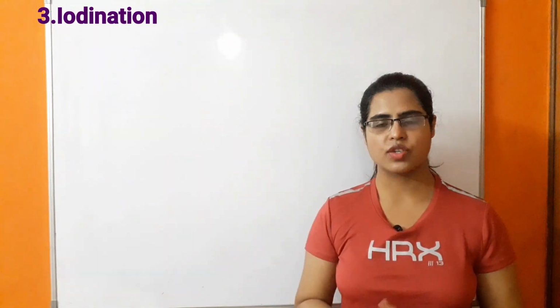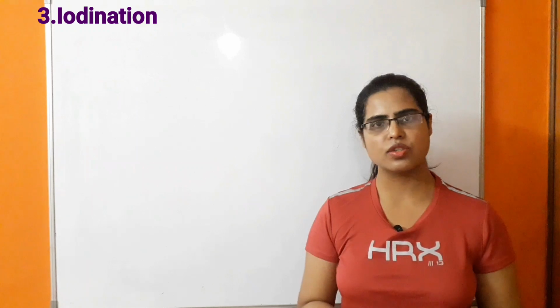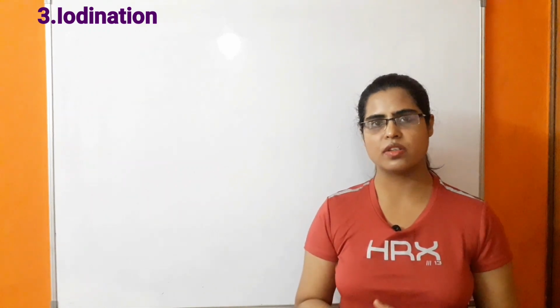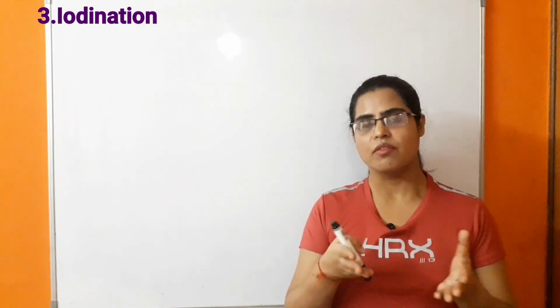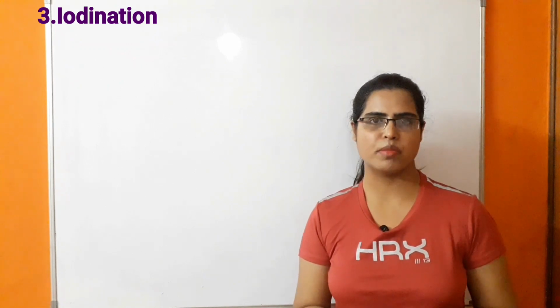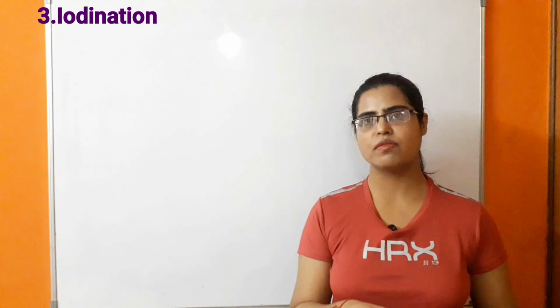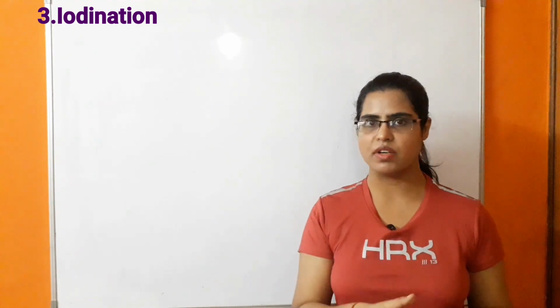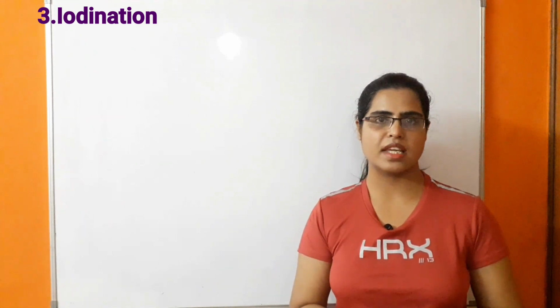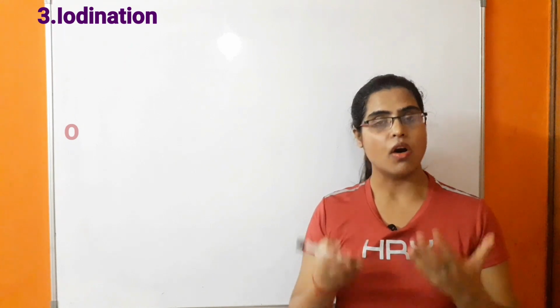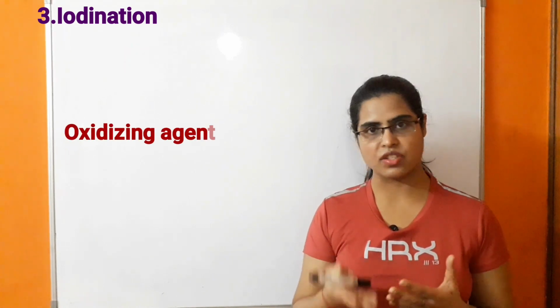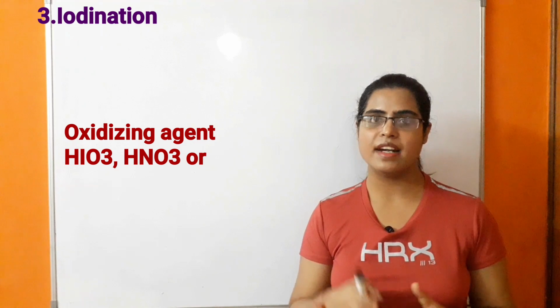The next halogenation reaction is iodination. Iodination is not that useful because it is a reversible reaction. Why is it reversible? Because of the formation of HI, which behaves as a reducing agent. Because of that, this reaction becomes reversible. So this reaction takes place in the presence of an oxidizing agent, for example HIO3, HgO and HNO3.